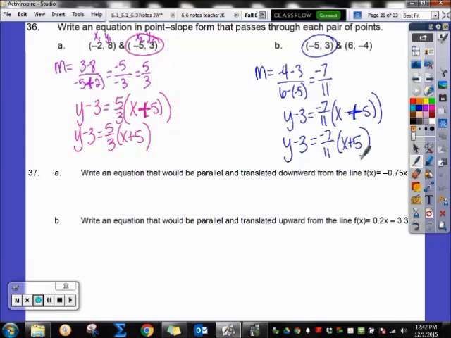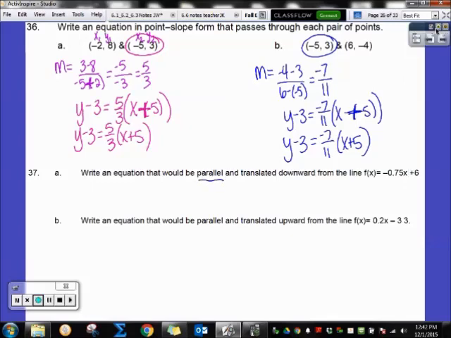37, write an equation that would be parallel and translated downward from the given line. Well, parallel to me means have the same slope. So that means I am going to keep this slope. But whenever it's translated downward, that means the y-intercept needs to be lower than 6. So anything below 6 would work. So I could say y equals negative 0.75x plus 5, because that's lower than 6. Any number lower than 6 will work for your y-intercept.